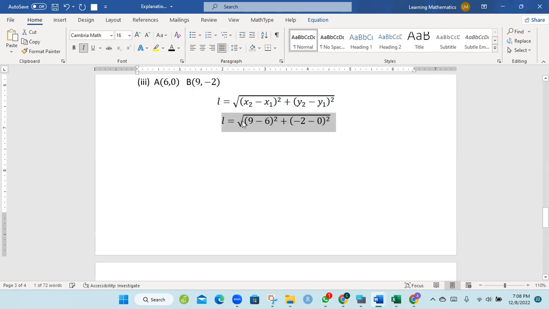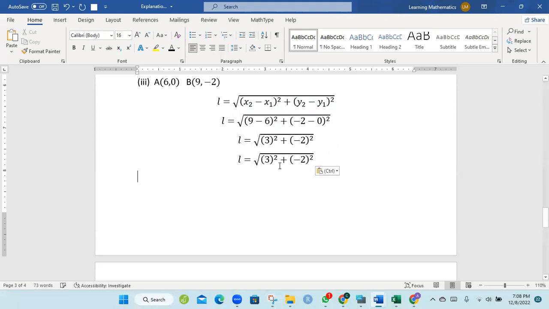So we're going to have 9 minus 6 all squared. 9 minus 6 is 3, 3 squared, and negative 2 subtract 0 is negative 2 all squared. 3 squared is 9. Negative 2 squared is 4. And 9 plus 4 is 13. So the length of the line is equal to the square root of 13.